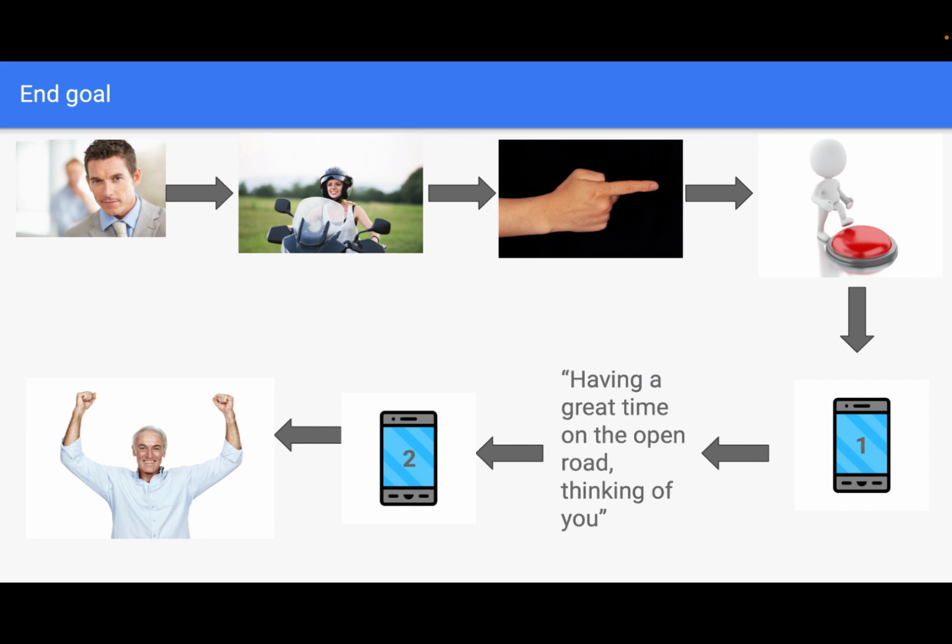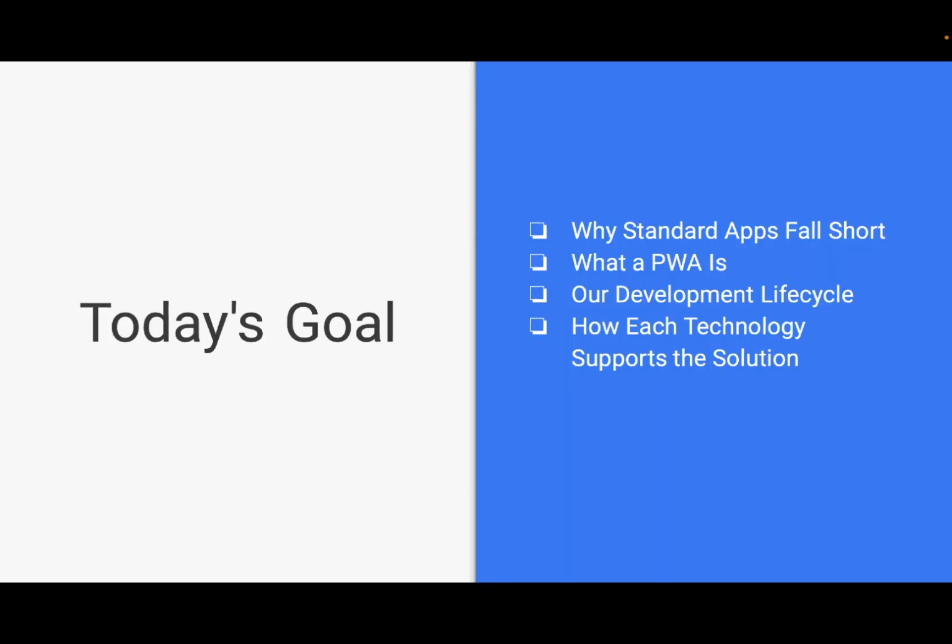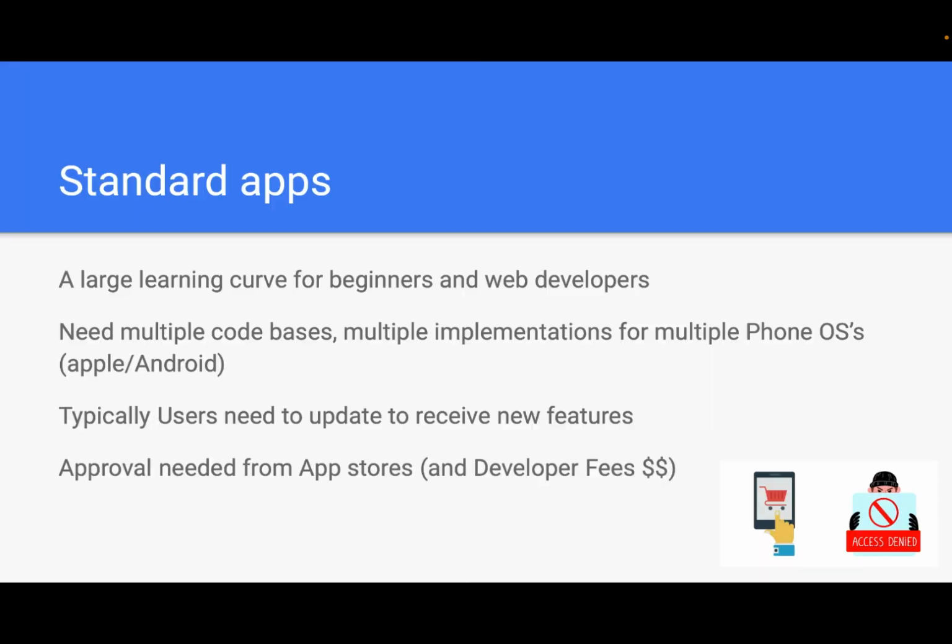Our end goal for this whole series is to have you on your motorbike pressing a physical button that sends a notification from one mobile to another, and that makes the second person very happy and lets them know that you're safe. So what is today's goal? Well, why are standard apps a bit naff? What actually is a PWA? What is our development lifecycle in regards to developing, publishing and testing? And an overview of every single technology that's supporting this solution towards the end goal.